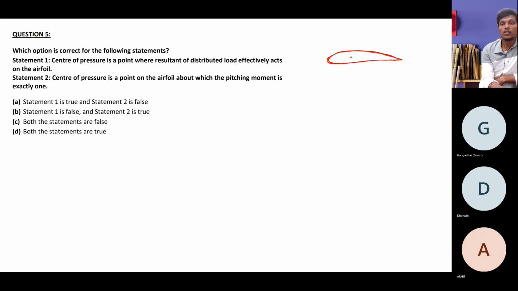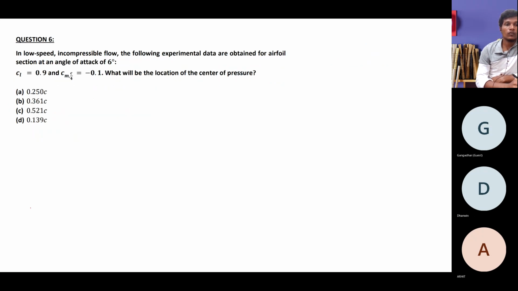The location where this resultant force acts is called your center of pressure. That is XCP. That is the true definition of it. So the answer is statement 1 is true and statement 2 is false. We don't have a definition of the pitching moment being exactly 1. It can be 1 based upon certain conditions, but it cannot be 1 under all conditions.